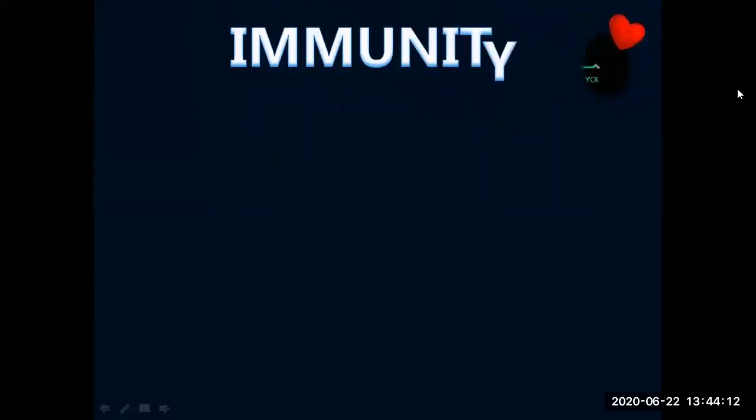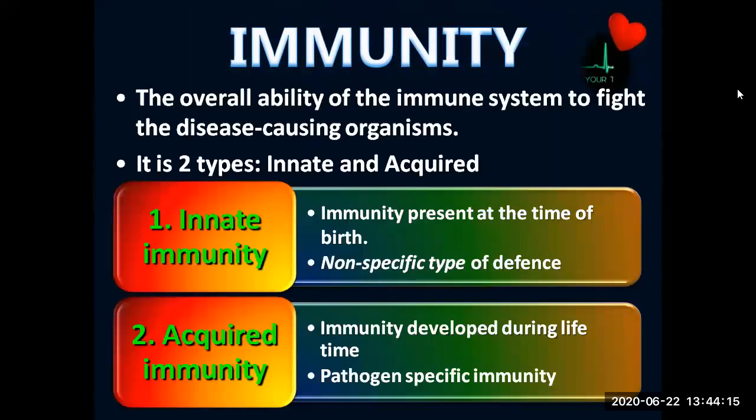So, what is immunity? Basically, it is the overall ability of the immune system to fight against disease causing organisms. We say immunity is of two types, innate and acquired immunity. Innate immunity is the immunity you get at the time of birth, by birth itself. It is a non-specific type of defense.